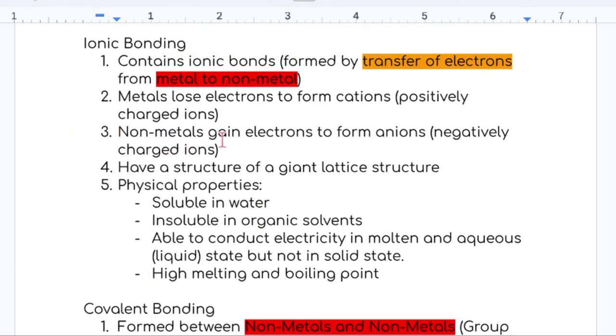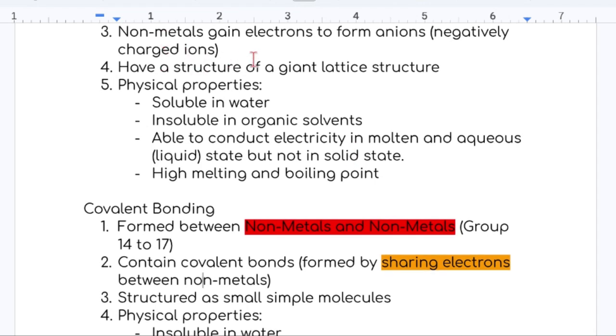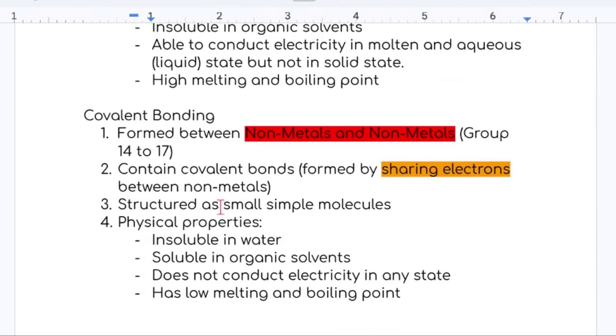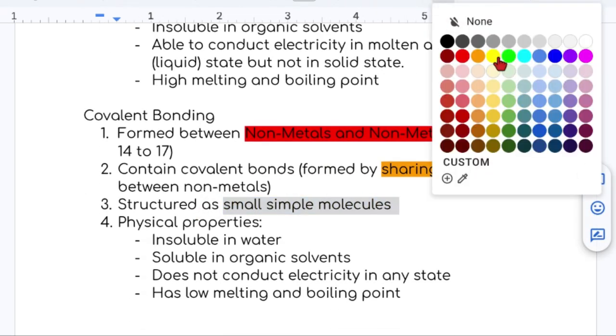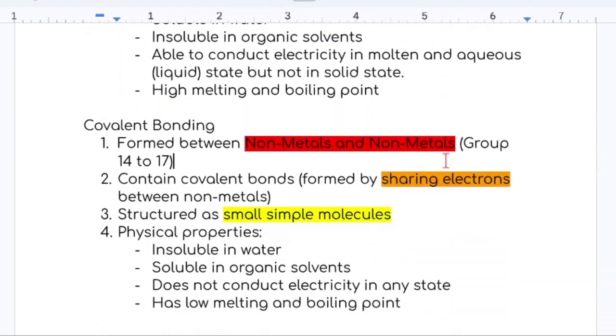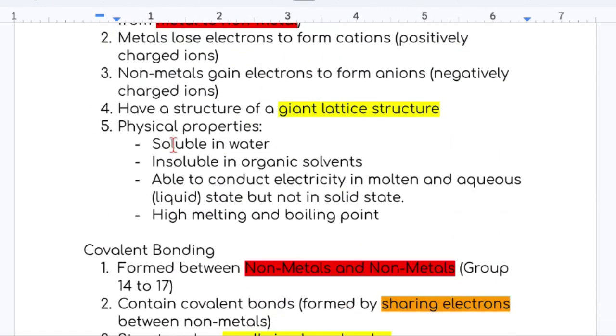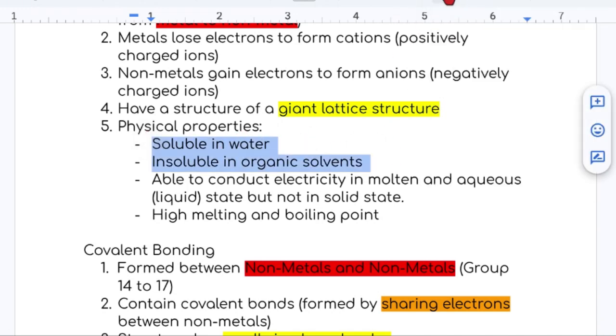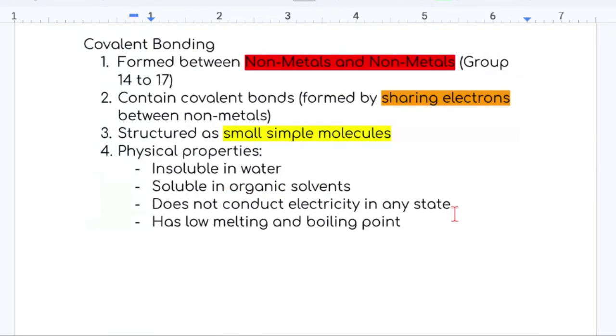Then let's look at the structure. Ionic bonding is a giant lattice structure, while covalent bonding is small, simple molecules. You see that? I have highlighted the difference. For physical property, ionic compounds are soluble in water and insoluble in organic solvents, but it's the opposite for covalent.